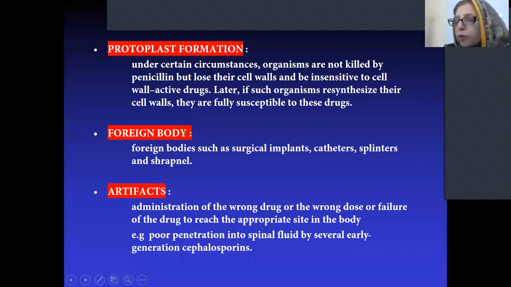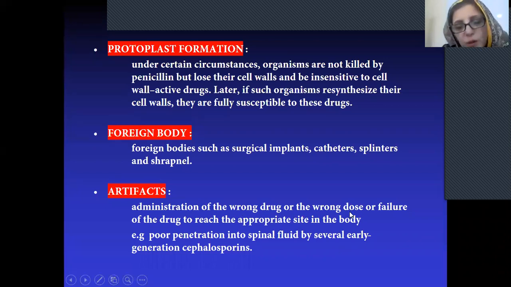Then certain artifacts, like you are giving a wrong drug. For example, if the drug is specifically for an organism in the urinary tract, and you are giving that drug for a respiratory tract infection, the concentration of that drug in the respiratory tract would not develop because the pharmacokinetics of the drug is that it is going to concentrate in the urinary system. So if we are administering the wrong antibiotic, it will not have an effect on the infection.